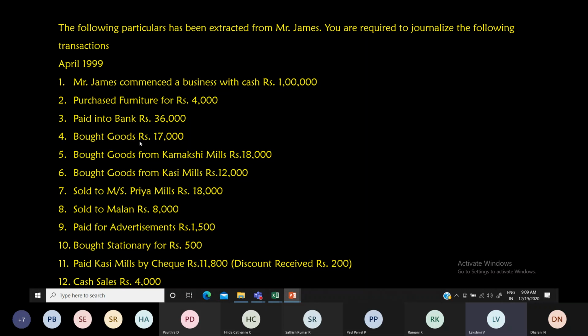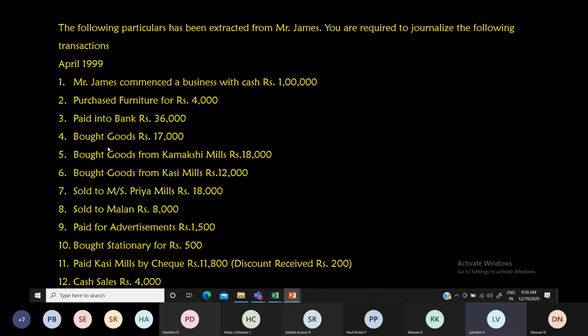On fourth, if you see, he has purchased goods. So bought goods or purchased goods, both are meaning same. So bought goods rupees 17,000. On fifth, if you see, bought goods from Kamakshi Mills rupees 18,000. And on sixth, bought goods from Kasi Mills rupees 12,000.